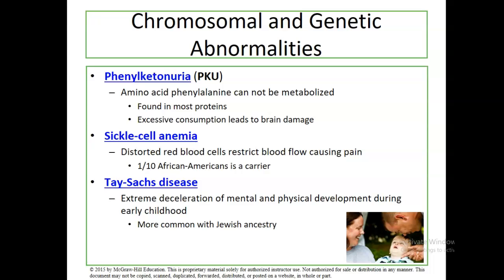And then we also have Tay-Sachs disease. Tay-Sachs disease is an extreme genetic abnormality that results in extreme deceleration of mental and physical development during early childhood. It's more common in Eastern European genes as well as Jewish ancestry.